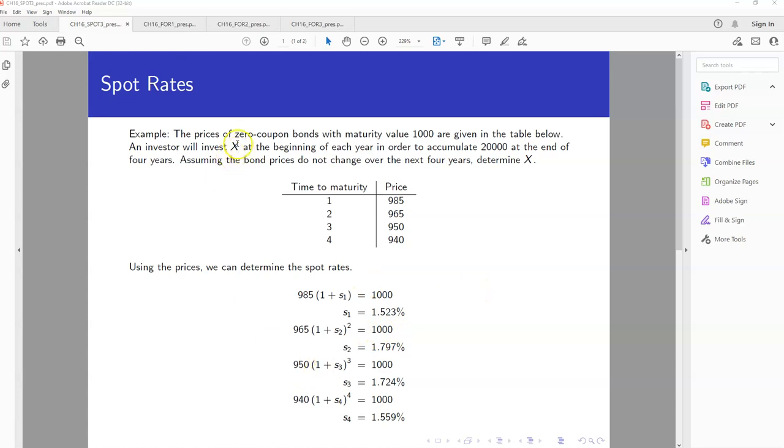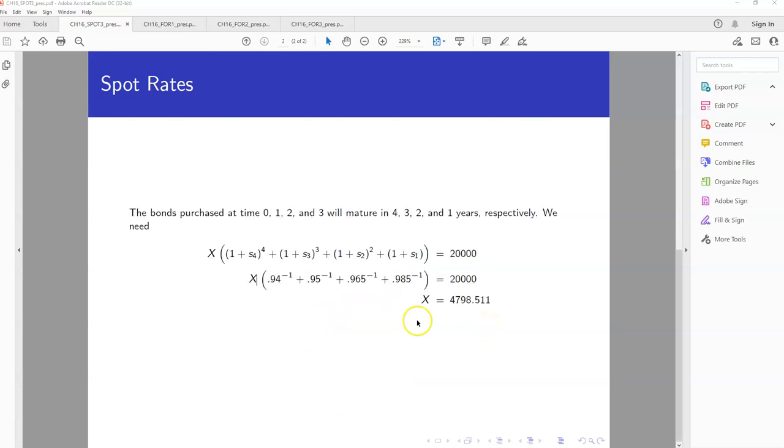So anyway, this one that was made at time 0 is going to grow for 4 years, so we'll use the 4-year accumulation factor. The one at time 1 will grow for 3 years, so we'll use the 3-year accumulation factor. And so on. The one at time 2 will get the 2-year accumulation factor. The one at time 3 will get the 1-year accumulation factor. So I'll multiply X times the 4-year accumulation factor, multiply X times the 3-year accumulation factor, and so on.